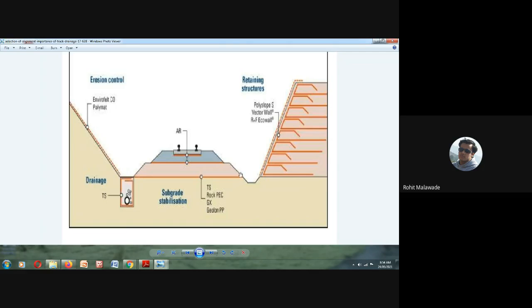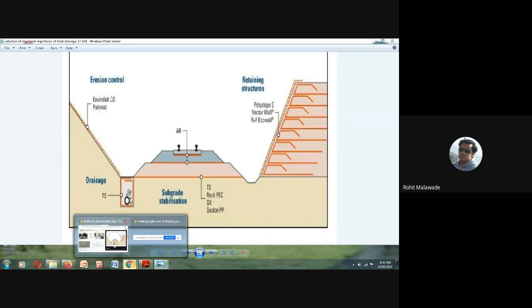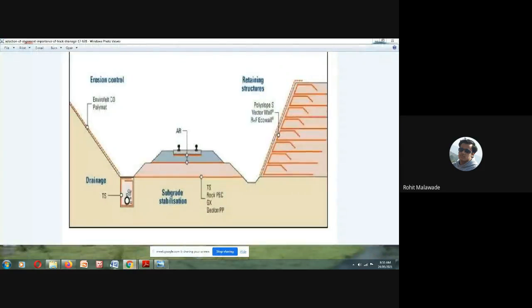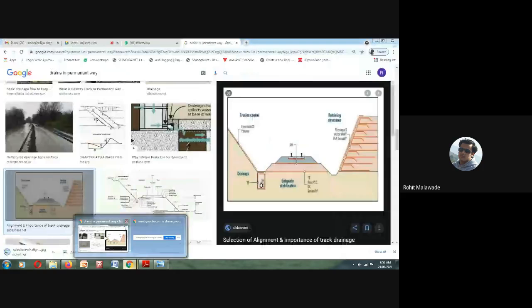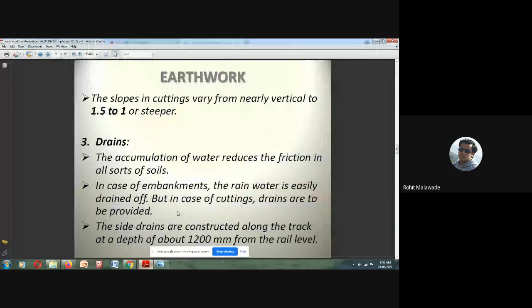See, this water is going to percolate and come over, and it is going to flow down over here. If we don't provide this particular drain, then the soil in your formation level or your subgrade formation may loosen up, and it is going to loosen your track. So that is the reason why we should have the drainage facility in our railway track. The accumulation of water reduces the friction in all sorts of soil.